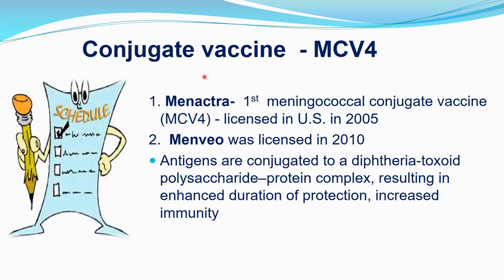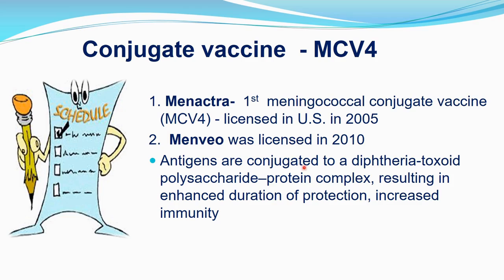So the main conjugate vaccines in use are available in 2 forms. One is Menactra. This is the first meningococcal conjugate vaccine which was licensed in the US in 2005. Then comes number 2, Menveo, which was licensed in 2010. In these vaccines, antigens are conjugated to a diphtheria toxoid protein complex, resulting in enhanced duration of protection and increased immunity.